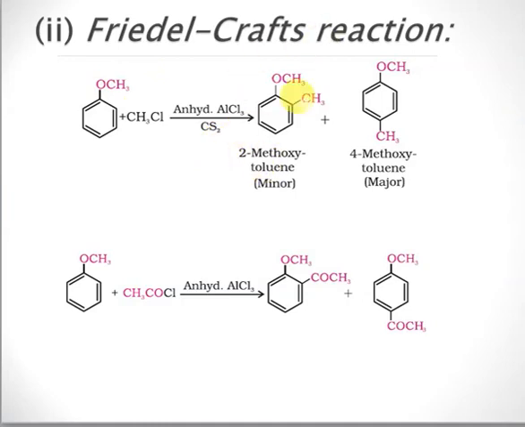So we get two products, one is minor, which is the ortho product, 2-methoxytoluene, and the other is the major product. With the same substrate we can also make use of acetyl chloride.